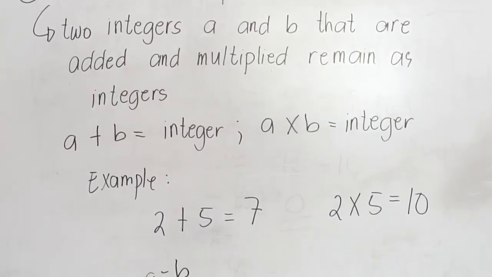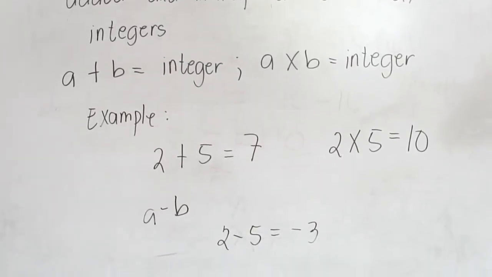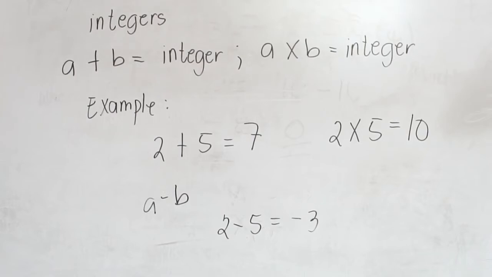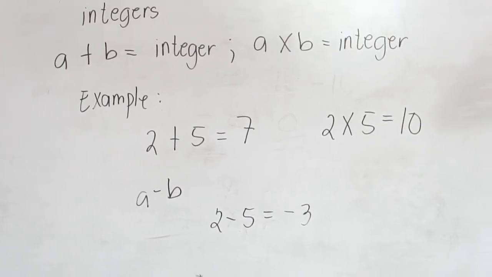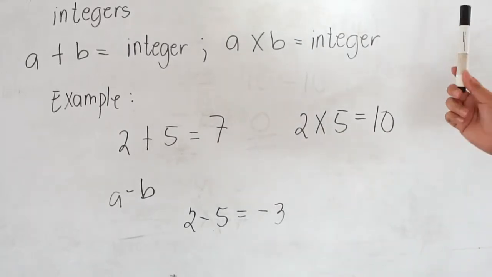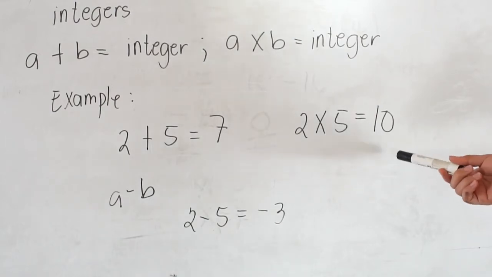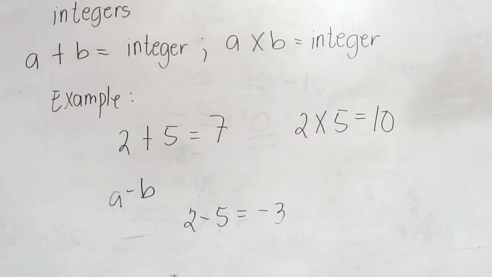So example is 2 plus 5 equals 7, and 2 times 5 equals 10. So, kahit ano yung number dito and dito, the important thing is integer pa rin yung kanyang result. So, how about subtraction? So, a minus b. So, let's say for example, 2 minus 5 is equal to negative 3. So, this is also an integer.